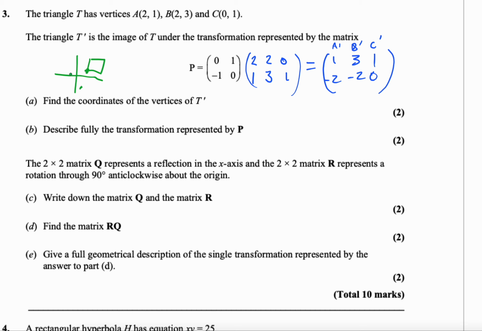Yeah, I agree. 2, 3 becomes 3, minus 2. So this line becomes this line. So it's a rotation, 90 degrees clockwise. I was right. Yeah, I do agree. Remember, you need to say all of these three things to get the points.